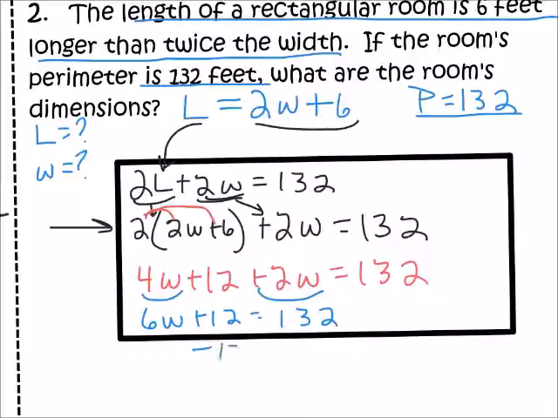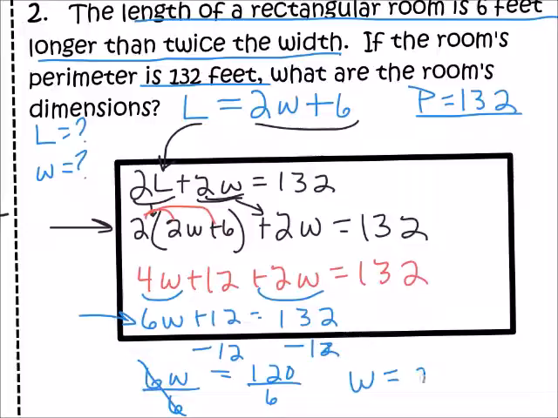We have to subtract the 12 because we're trying to get the W by itself. So we subtract the 12 from both sides. We have 6W equals 120. When we divide by 6 on both sides to make the 6's divide away, leaving us just with W, we have W equals 20 feet.